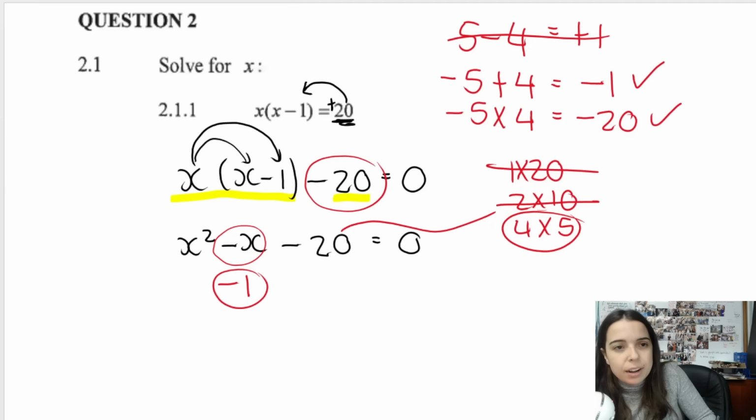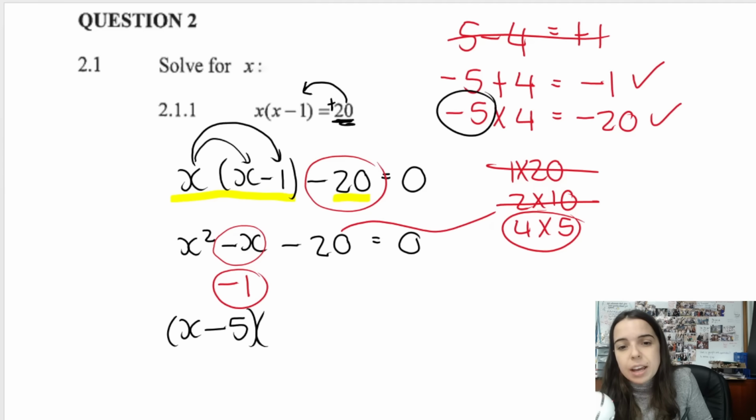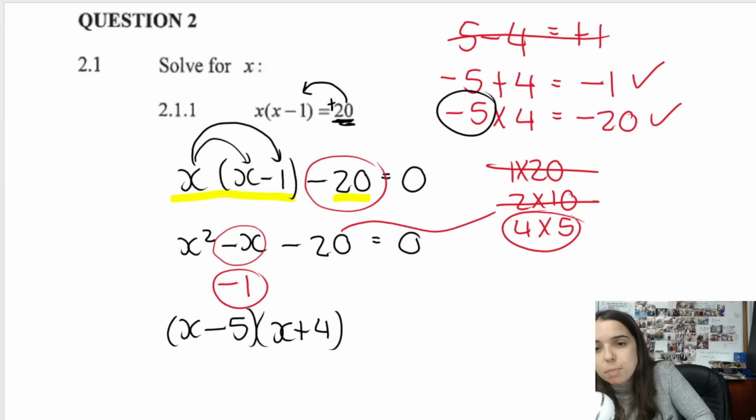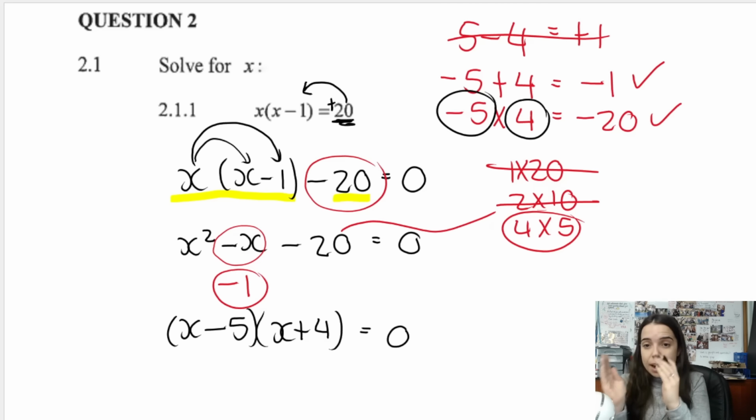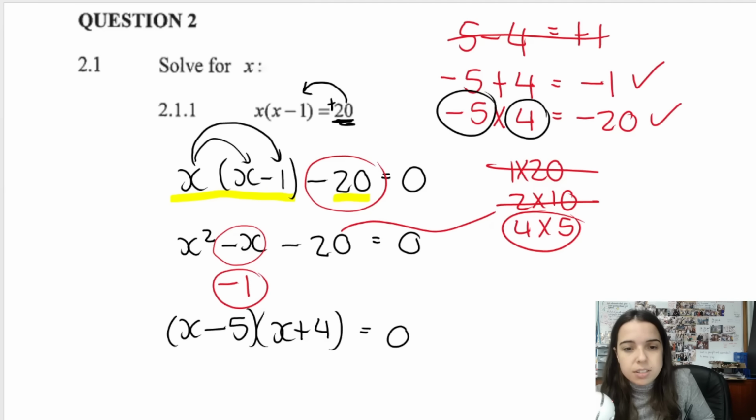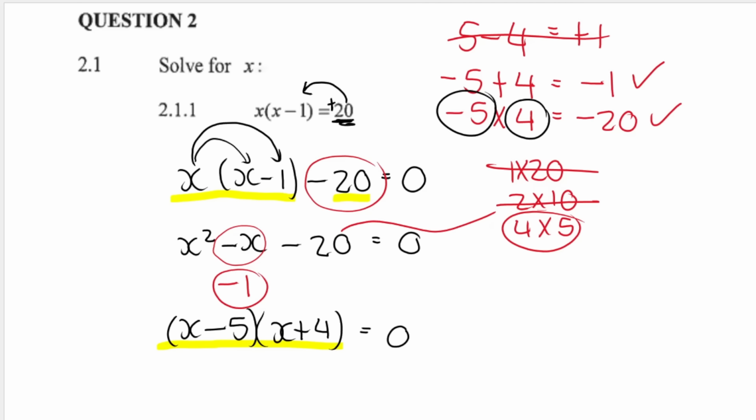Okay, so in your brackets, it's going to be x minus 5, because we said we want a negative 5, and x plus 4, because we want a positive 4, equals 0. Now, I hope you know that at this stage, when you have 2 brackets multiplied together, so it's essentially one term, and it's equal to 0, we take each bracket and we make it equal to 0. So we go x minus 5 equals 0, or x plus 4 equals 0. So here x is 5, or x is minus 4.